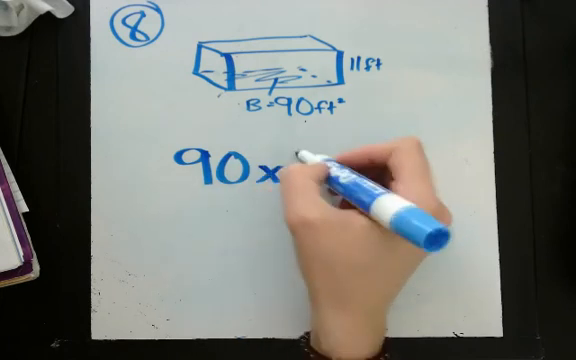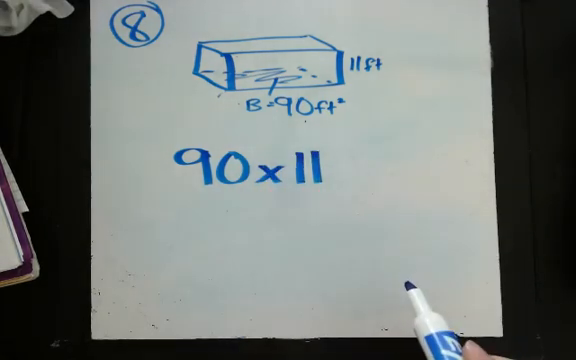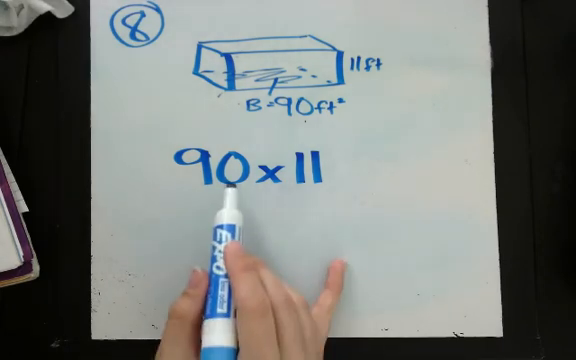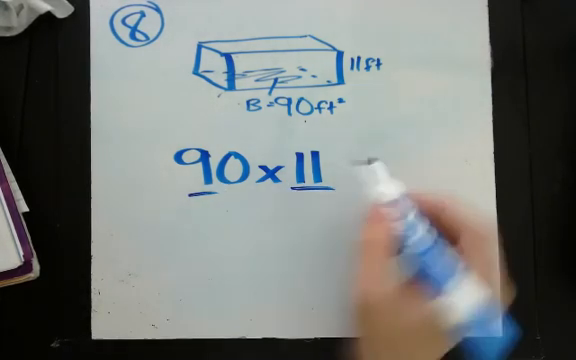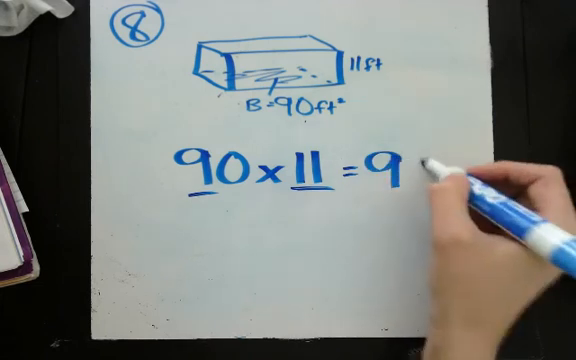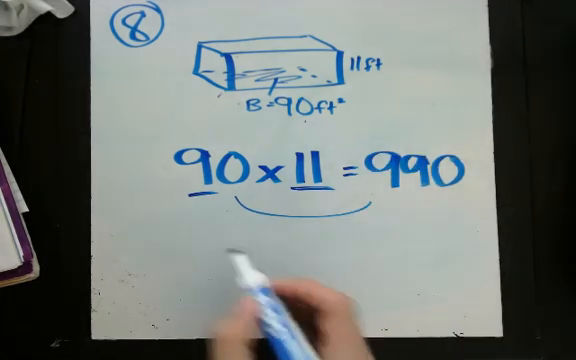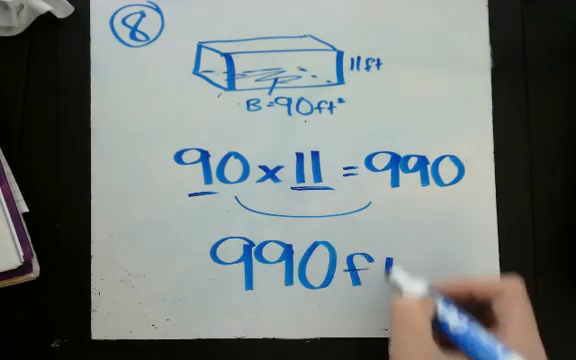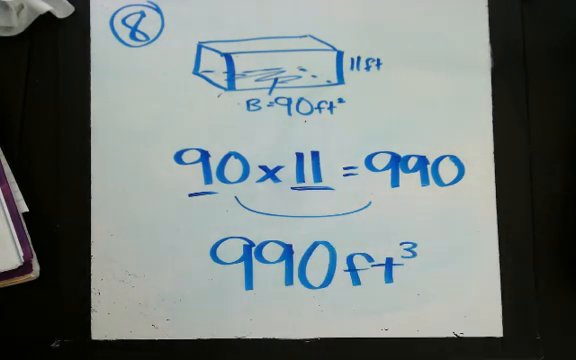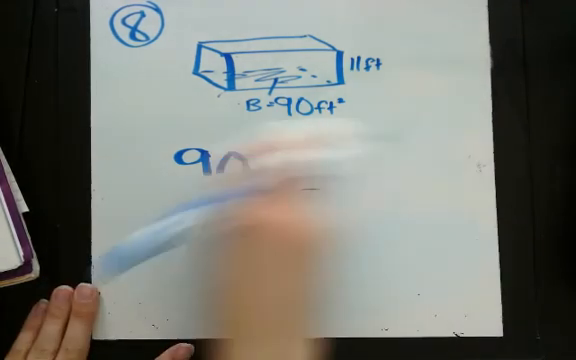All right, so on this one, you're doing 90 times 11. You could have written it vertically and solved that way. I'm going to use our trick because we're multiplying by a multiple of 10. So I'm going to do 11 times 9, which I know is 99, and then add that 0. It's 990. Don't forget to put your units, cubic feet. And there you go. Good luck as you work.